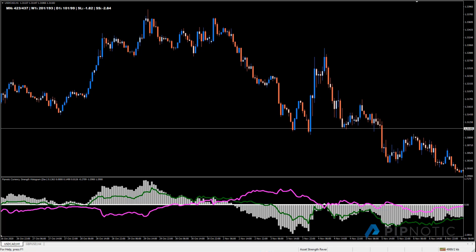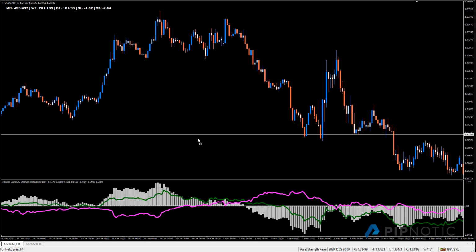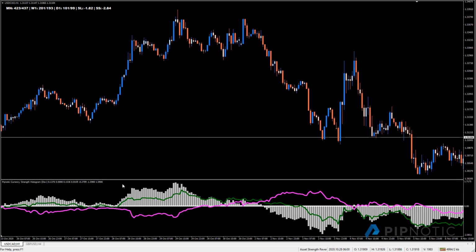If you look at this, we have the histogram that has moved higher. We have price that moved higher and then it moved lower. We have the histogram here that was low, then price moved higher. I mean, what's going on? Why is this happening? And this is a really, really important concept that you should understand.